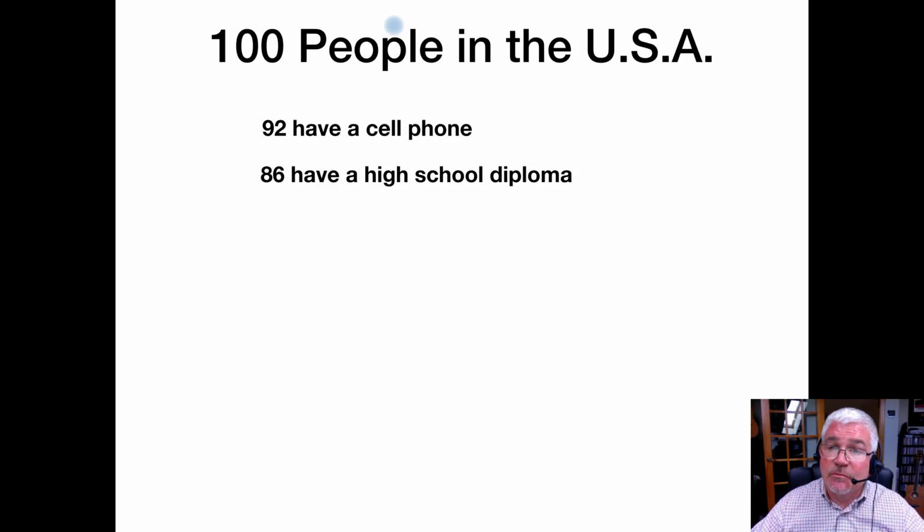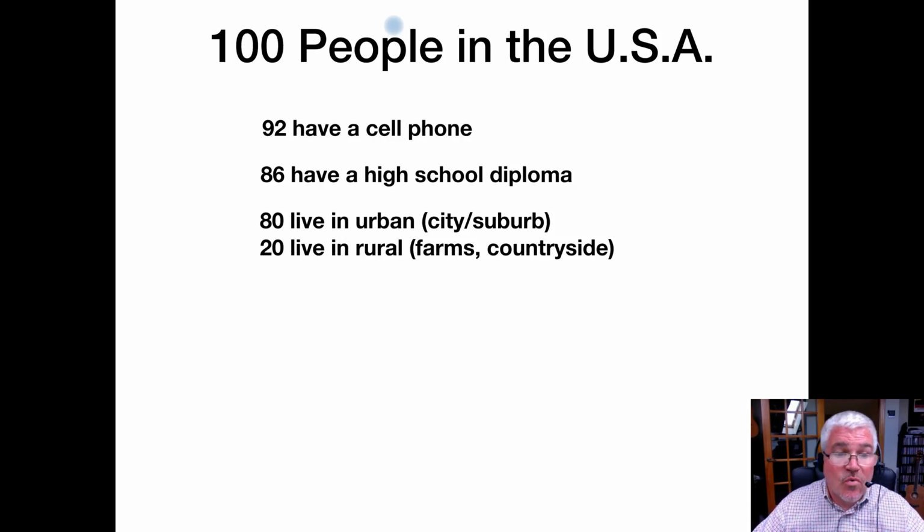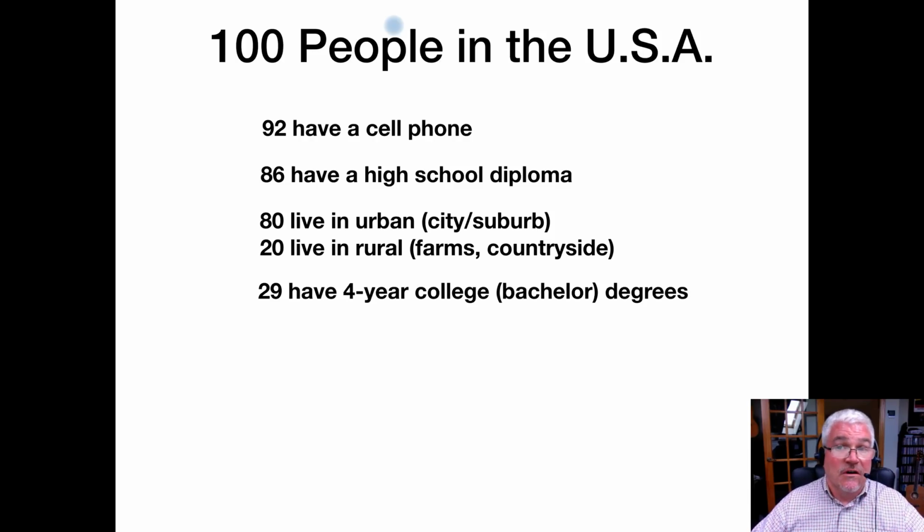86 have a high school diploma. 14 do not. 80 live in urban or city, suburban areas, while 20 live in rural farms and countryside. So I think the United States tends to be more urban than the rest of the world as a whole. 29 of our 100 have a 4-year college degree. I think that was very different when we talked about the world as a whole, the number of people who had a college degree. And finally, 56 of us in our village have pets.